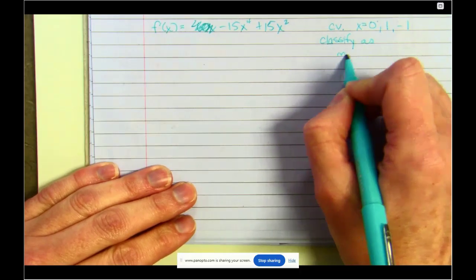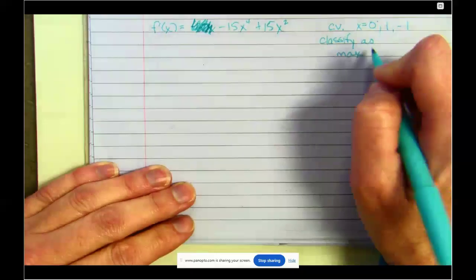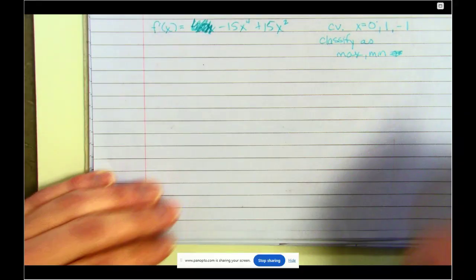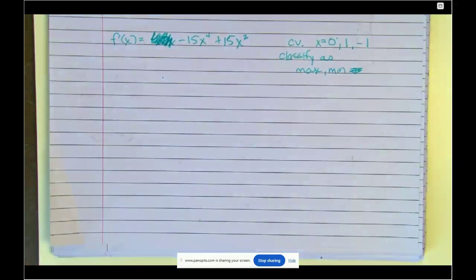What is the first number? 60? No. 15. -15x to the 4th. Oh, okay. I understand now. I was trying to think like high school. Yeah, I know. I screwed it up. Does that say f prime? Yeah, it's f prime.